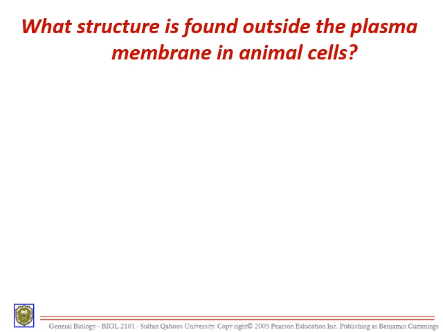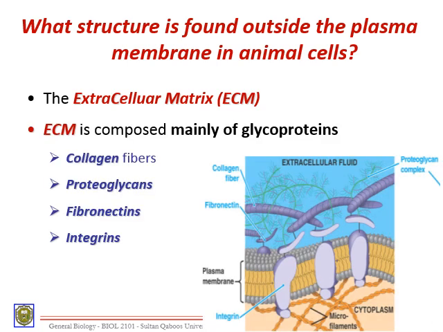Okay. All right. As we agreed previously, animal cells do not have a cell wall, but they have another structure that is found outside the plasma membrane. This structure is known as the extracellular matrix, or the ECM. The ECM is composed of a number of components.